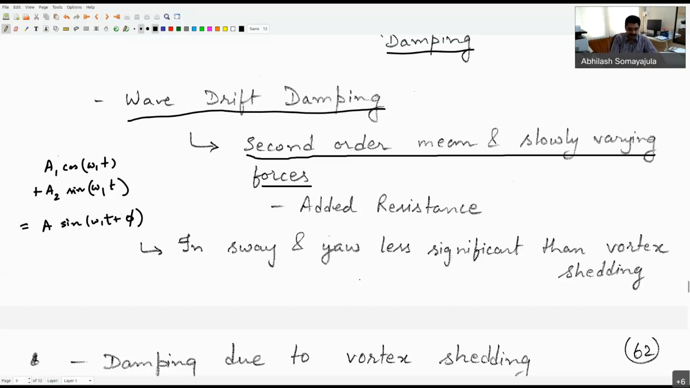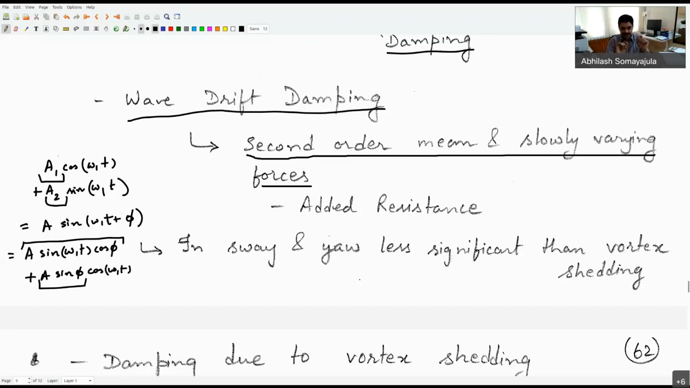If I expand this out, I should get A times sine of omega 1t times cosine of phi plus A times sine of phi times cosine of omega 1t. So A sine phi will be A1 and A cos phi will be A2. Right? That is how I'll get it.